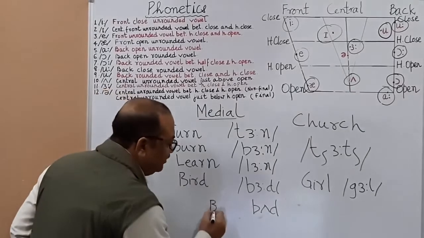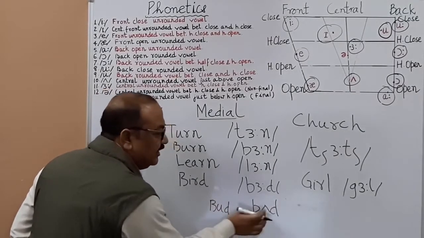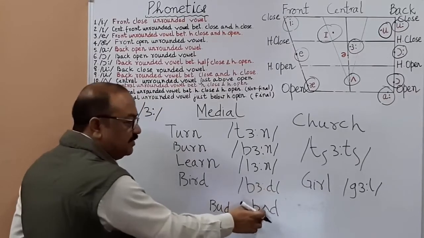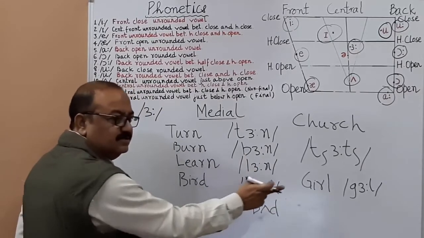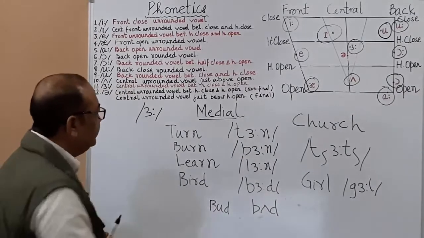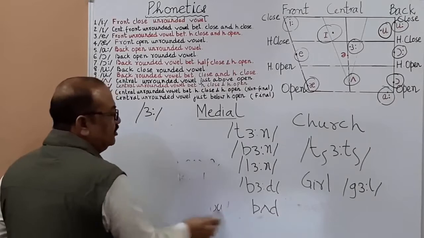How do you write bird? You write like this. There's a difference. Here, you do not prolong the sound. Here, you prolong the sound. This is bird. This is bird. Okay? I think enough of words here. We can move on to the final position now.